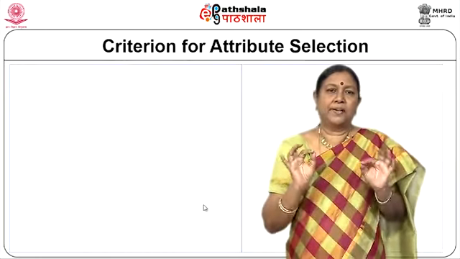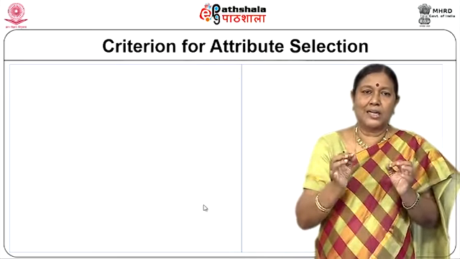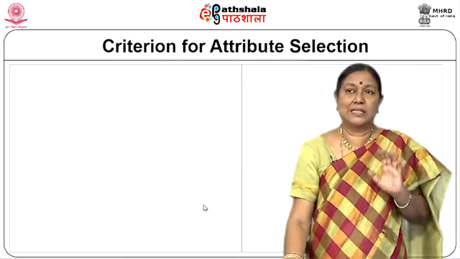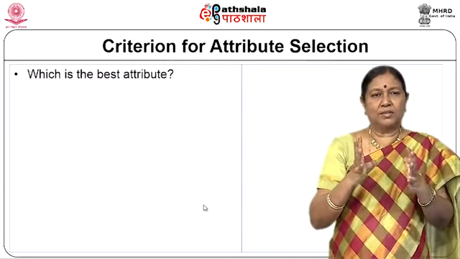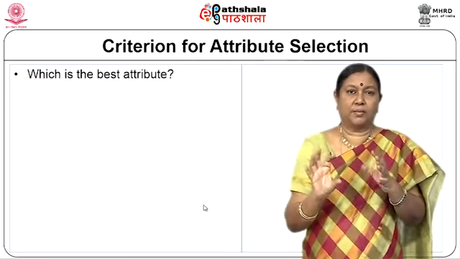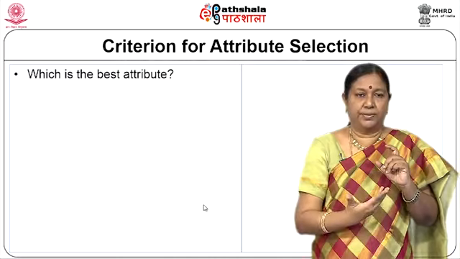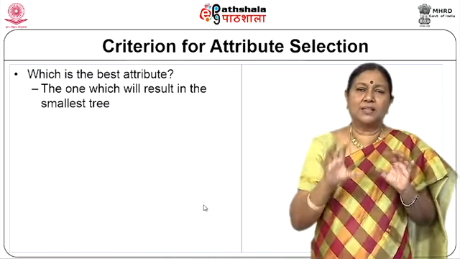Now comes the important part. How do you select the attribute? What is the criterion for attribute selection? Which attribute will you consider in each case? You decide on the attributes when you are designing the problem, but that is not what we are talking about. How do you decide the attribute that should form your decision tree? Which is the best attribute? The one which will result in the smallest tree.